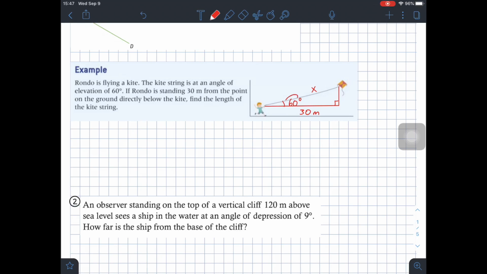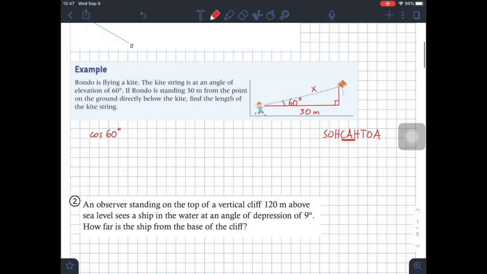I see that, for example, you have the angle here, and we have the adjacent side of this angle, and I'm looking for the hypotenuse. So if you remember SOHCAHTOA, from SOHCAHTOA, you should identify that we need to apply, in this case, cosine, right? Because we have the adjacent and we have the hypotenuse. So I'm going to say that cosine of 60 degrees is equal to adjacent, which is 30, divided by hypotenuse, which is x in this case.